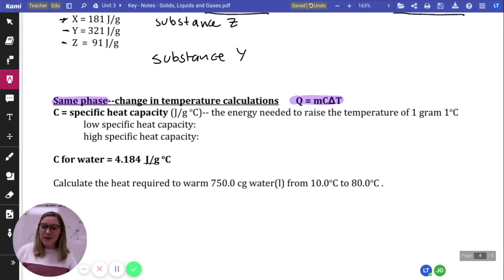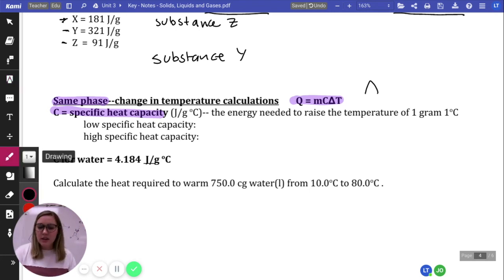Hopefully you guys remember this one from last year, MCAT. So M stands for mass, C stands for specific heat, and it's the amount of energy it takes to raise 1 gram of a substance by 1 degree Celsius. And then finally, delta T is change in temperature. So delta T is equal to your final temperature minus your initial temperature.